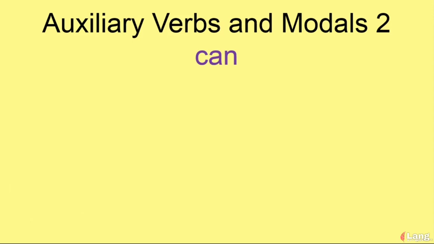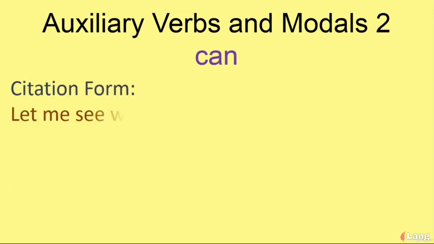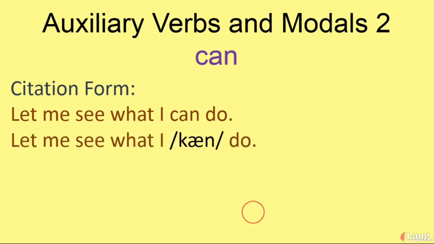Okay, let's look at the word can. We have the sentence, let me see what I can do. Okay, repeat. Let me see what I can do. In citation form, in IPA, can is spelled like this. We have the letter K, this symbol, A, and then the letter N, can.